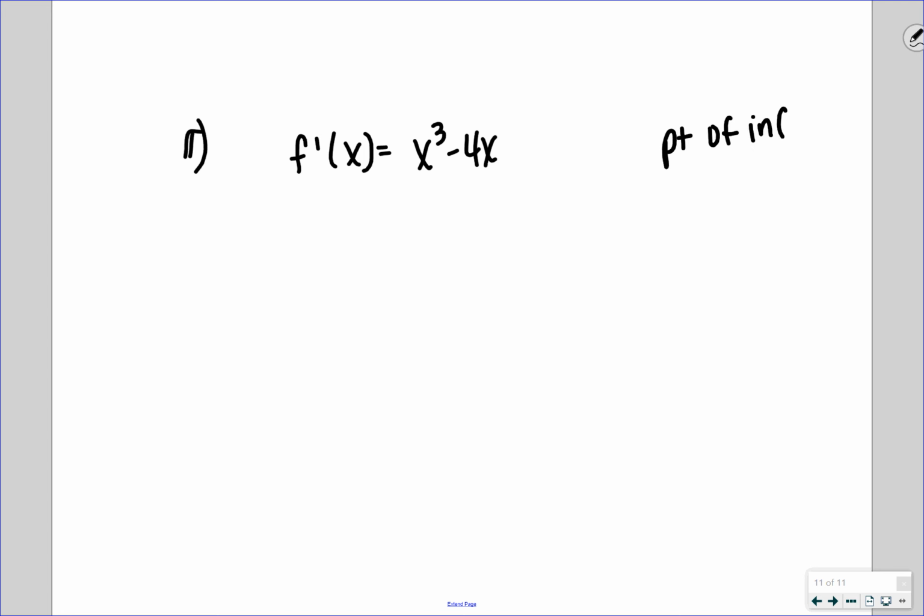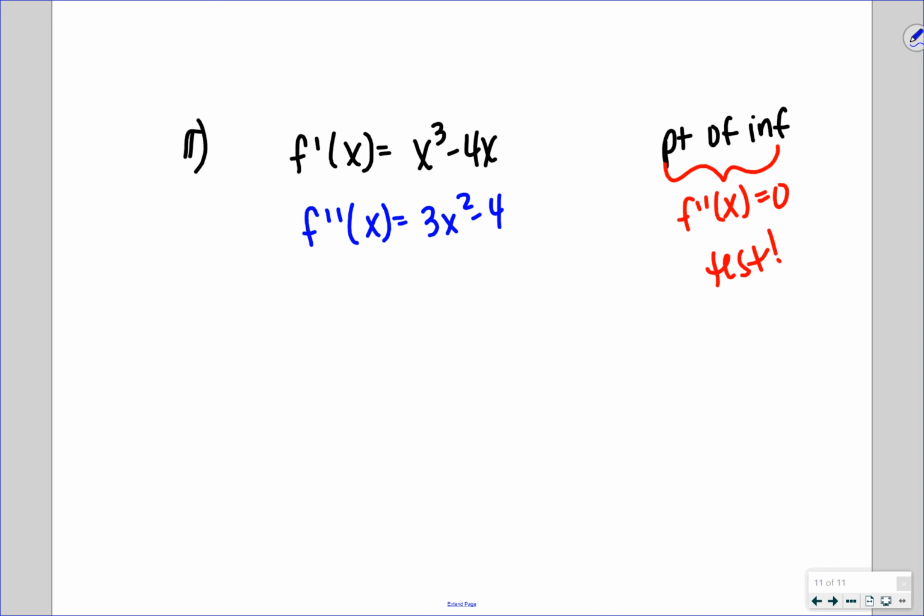Number 11. The function f has a derivative. So this is my derivative function: x cubed minus 4x. At which of the following does the graph of f have a point of inflection? So point of inflection is second derivative equal to 0. Test them to see which ones actually are a point of inflection. So I was given my first derivative. I only have to derive one more time. F double prime of x is 3x squared minus 4.